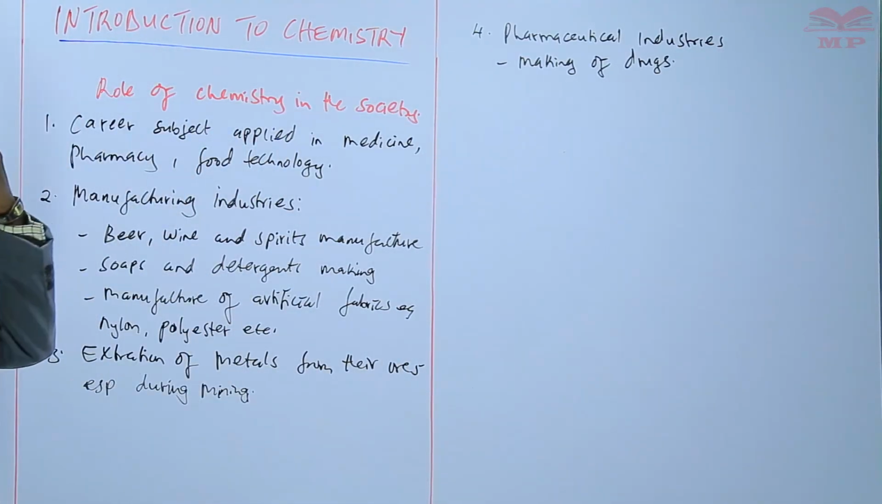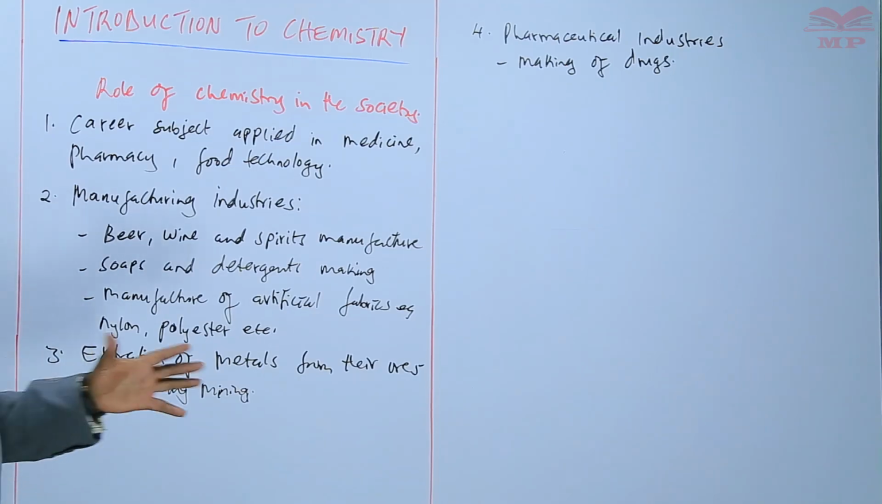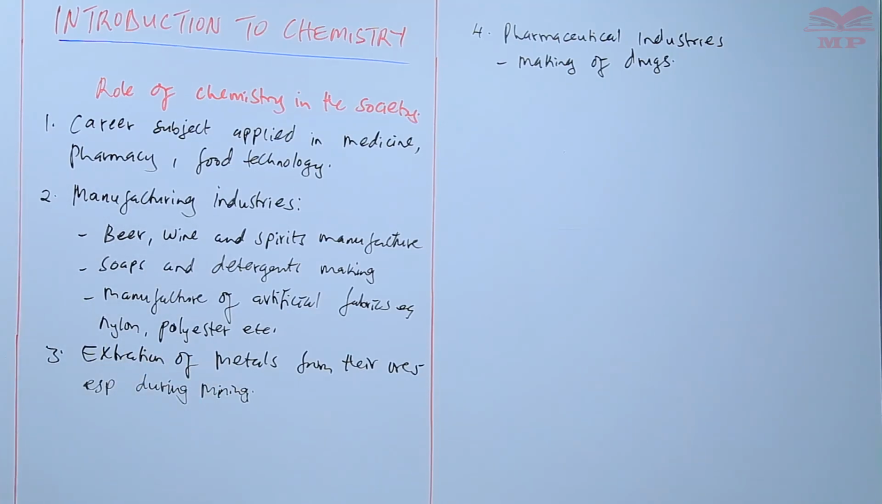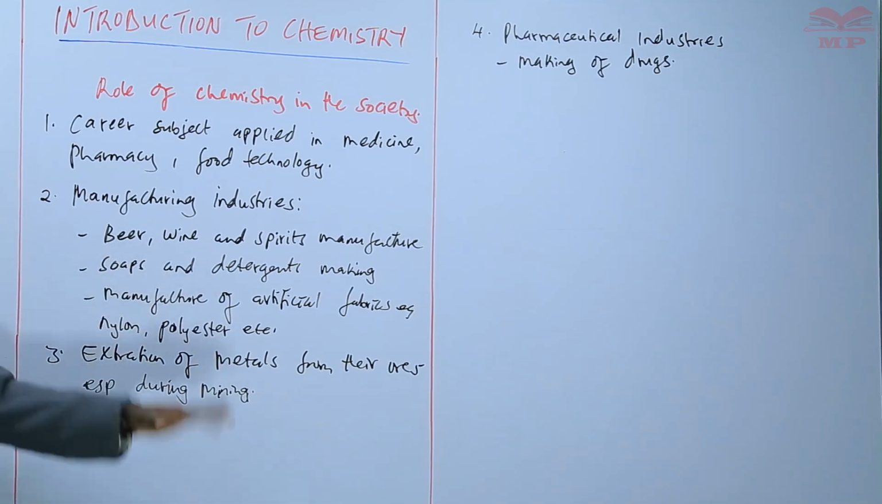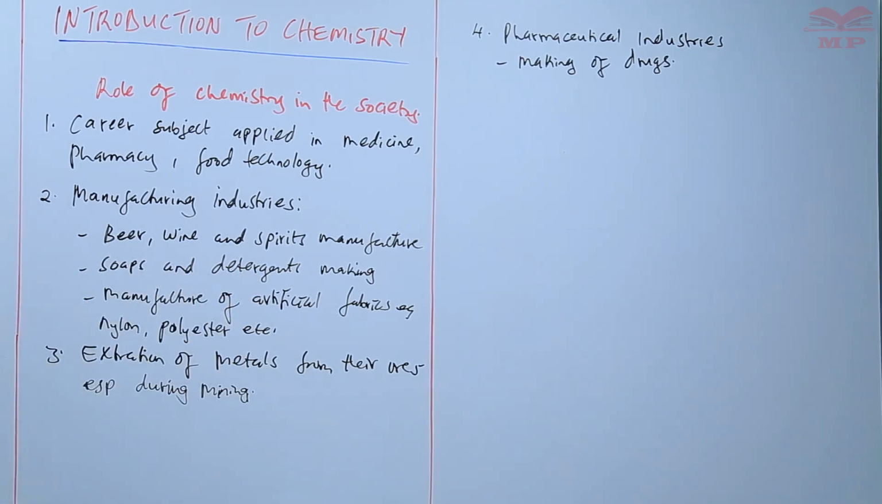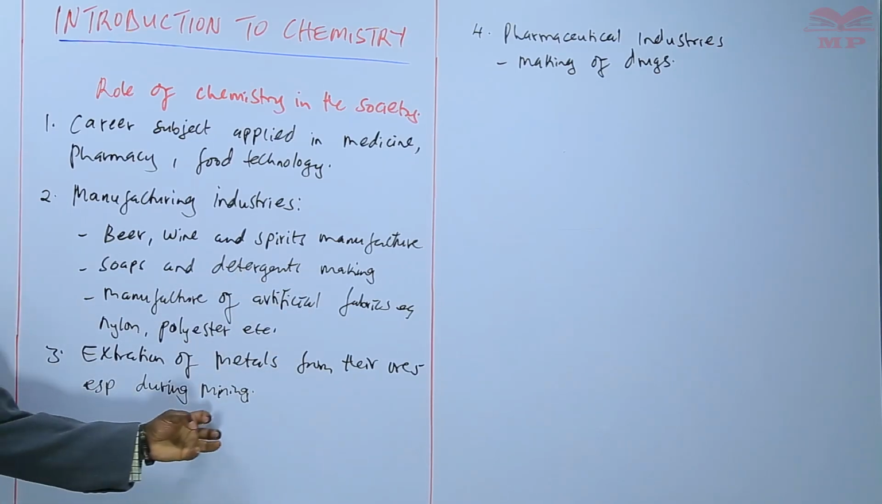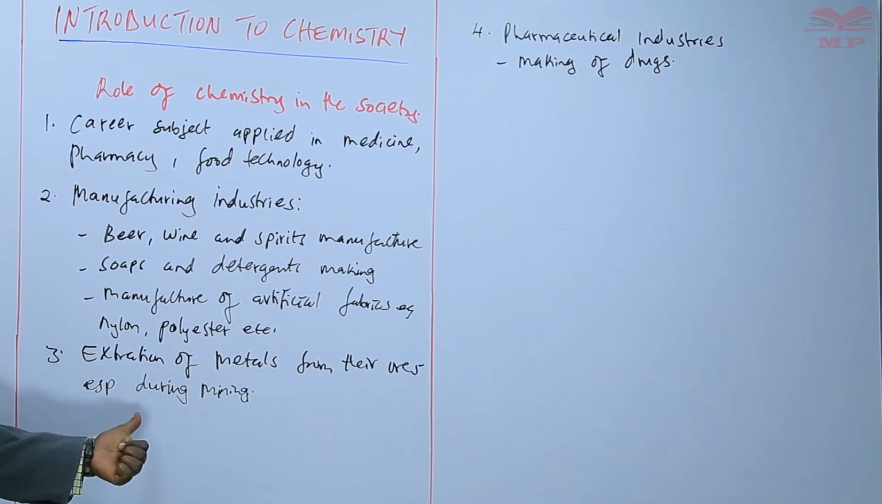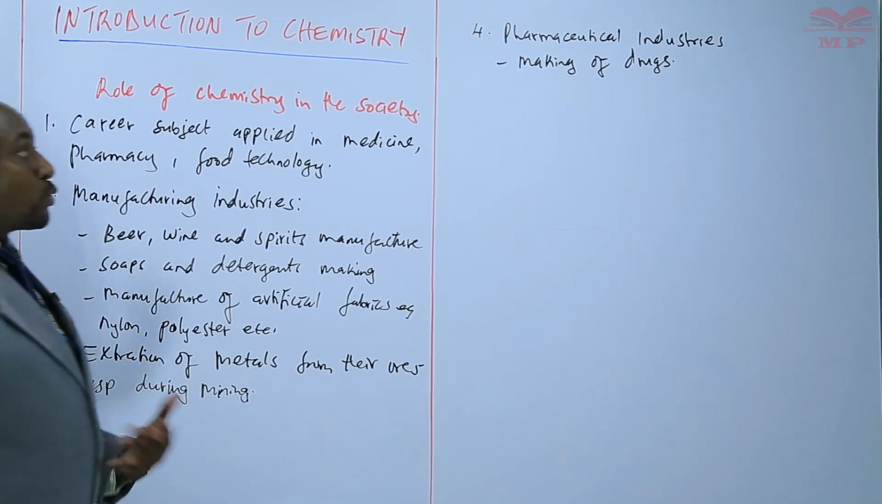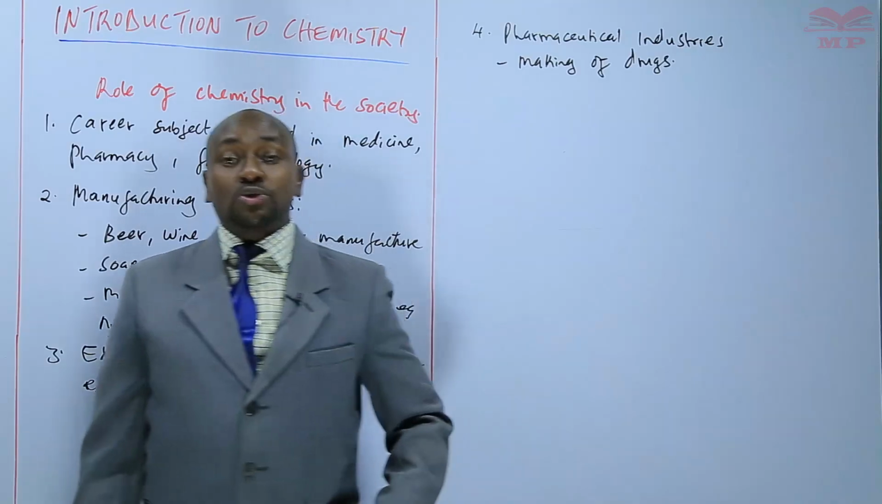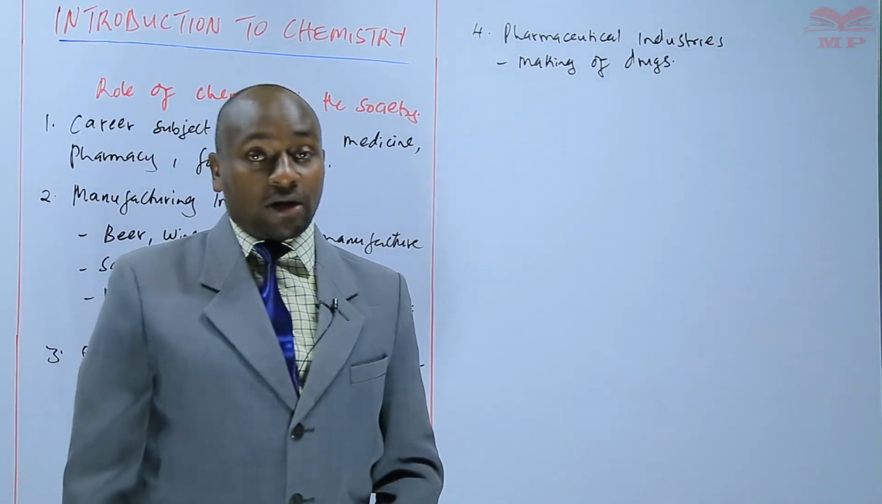So basically, these are some of the areas where chemistry is applied. It's applied as a career subject in careers such as medicine, pharmacy, food technology, and others. In the manufacturing industry, soaps and detergents, artificial fabrics, wine, spirits, and beers, extraction of metals from their ores during mining or after mining has been done. And also we have the pharmaceutical industries where the drugs are manufactured.